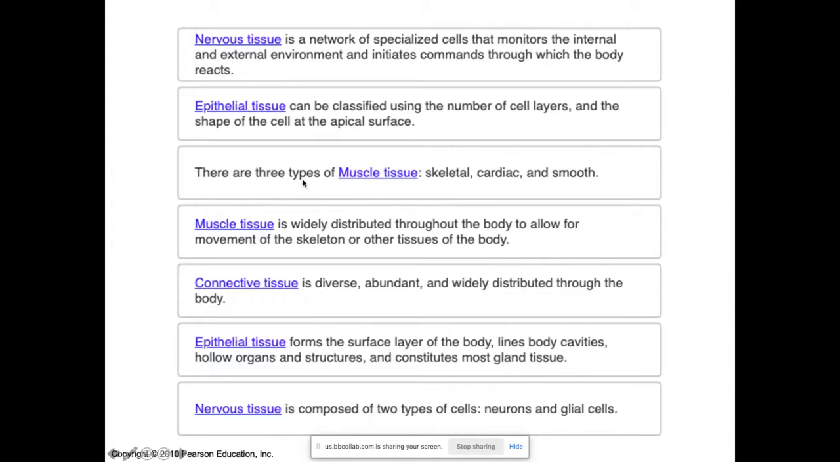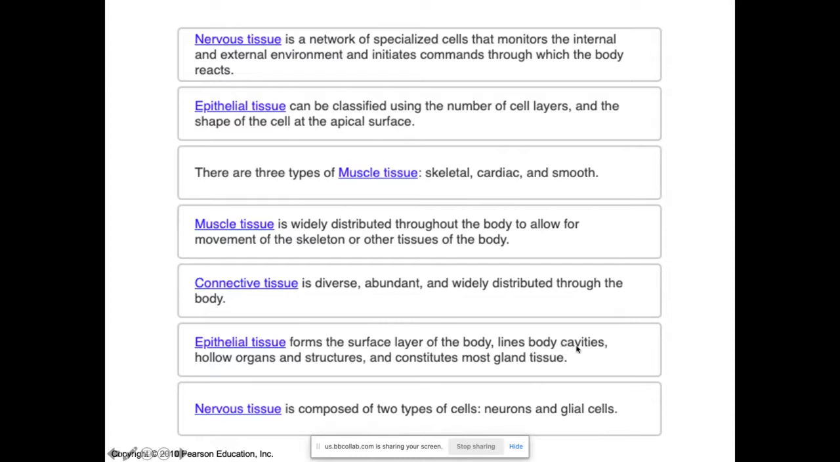Is it columnar? There are 3 types of blank, known as skeletal, cardiac, smooth. That's your muscle tissue. Blank is widely distributed throughout the body to allow movements of the skeleton. Well, any type of muscle that attaches to the skeleton is skeletal muscle, right? Muscle tissue. Which is diverse, abundant, and widely distributed? Connective. It connects your entire body together, connective tissue.